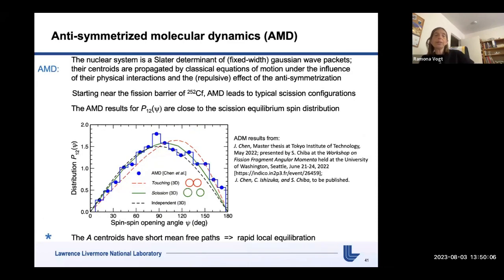Okay, so if you look at the anti-symmetrized molecular dynamics, never mind all the big words there. The point is that it's basically just sampling phase space statistically in all directions. And then what you get is something that's peaked around 90 degrees, but it's similar to decision configuration, and also pretty close to the independent spins. And it's reaching equilibrium really fast, basically.